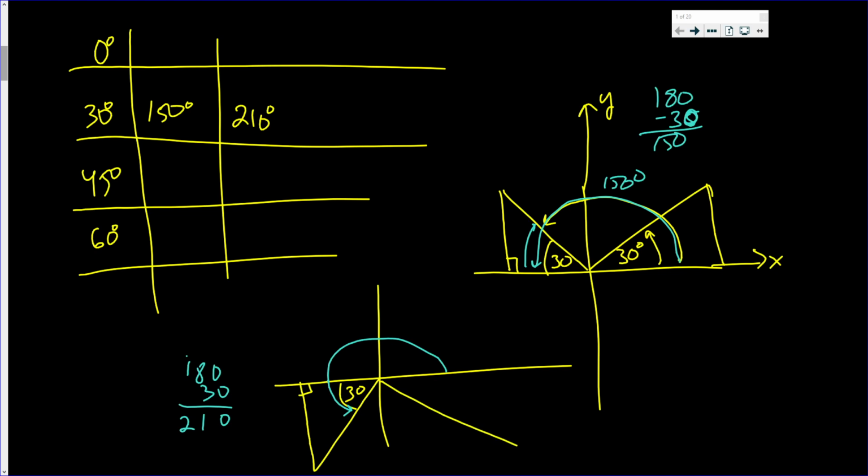What about in quadrant 4? Always go to the x-axis. This angle is 30 degrees. Well, I don't know what that is. That's what I want to know. But you know what? If I go a little bit too much, I win 360, and then I have to go back the extra amount, which was an extra 30 degrees. Oh, 330.